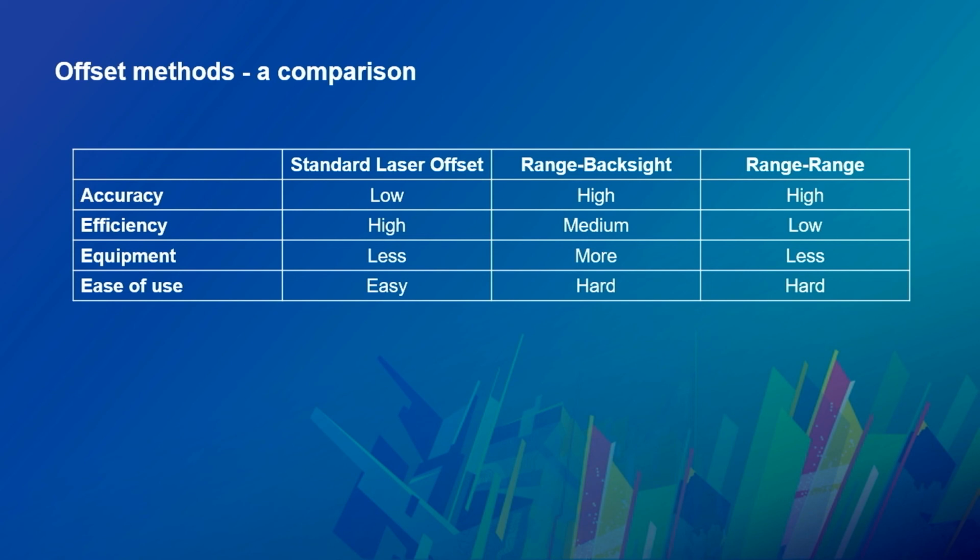But you can see that it's highly accurate. The range backside method is highly accurate. It's not as easy to use because you have to use all this equipment. You have to set it up, you have to level the tripod and all that kind of stuff. So it's a little challenging if you just need quick offsets.